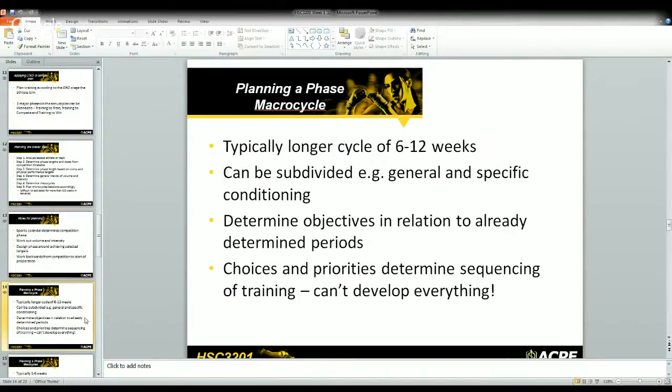So when we look at our macro cycle, it's planning a phase of a macro cycle, a longer cycle, 6 to 12 weeks. And that's our general prep. Objectives in relation to what they need to achieve. So you want them to have a high aerobic base, muscular endurance, perhaps muscular strength, muscular size, power. What you do is you identify what's the priority and focus your training to develop the priority requirements.